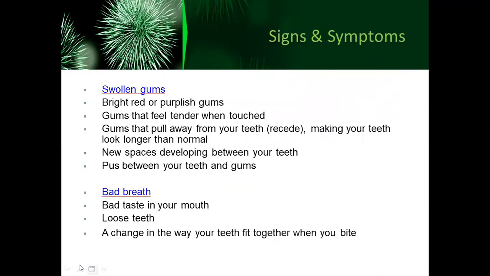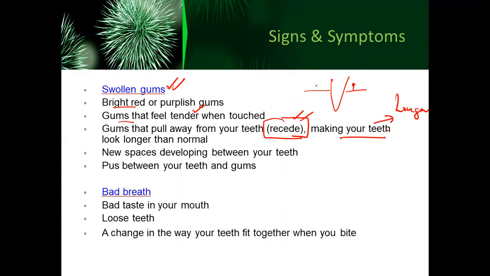Now, what are the signs and symptoms that we expect? So we'll have swollen gums, obviously, which will be bright red, and the gums feel tender on touch, that pain is there. Gums that pull away from your teeth. And I told you, because the gums are being eaten away, the gums are receding. Ultimately, you'll see your teeth look longer, okay? Because if this was your tooth, and the gum is receding, ultimately what we'll see is a longer tooth.